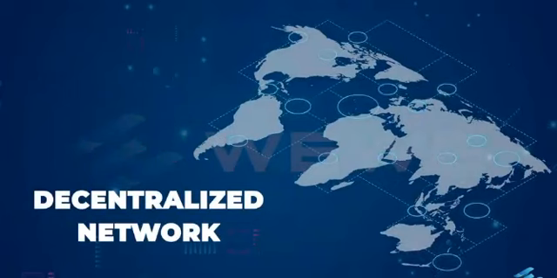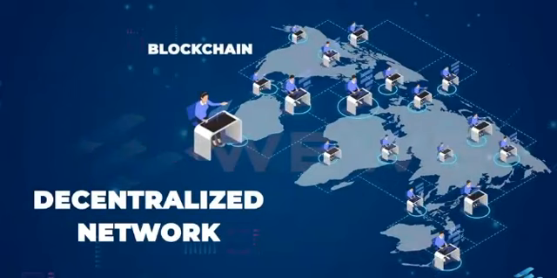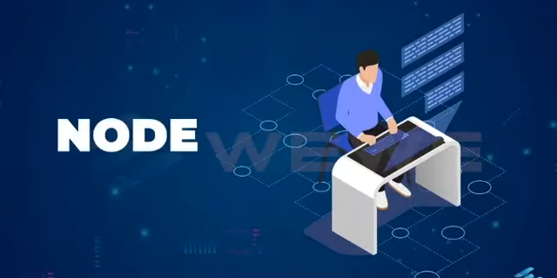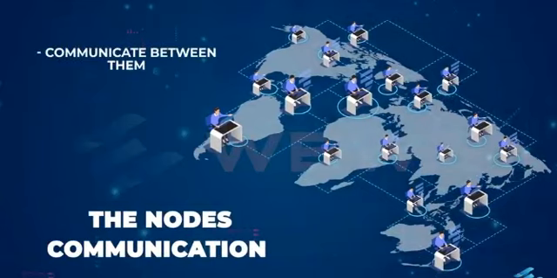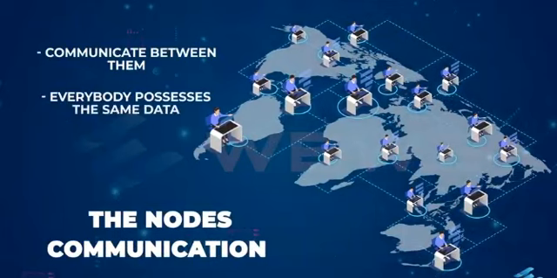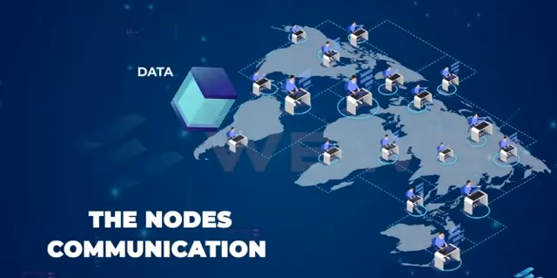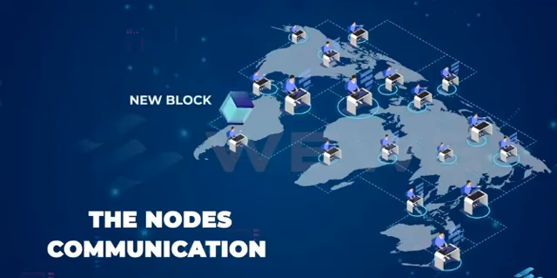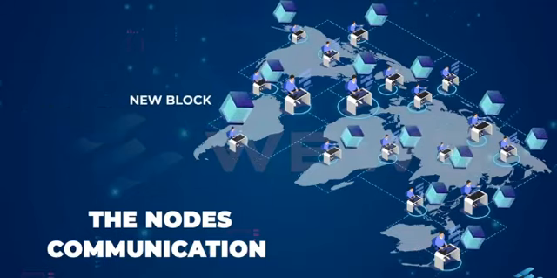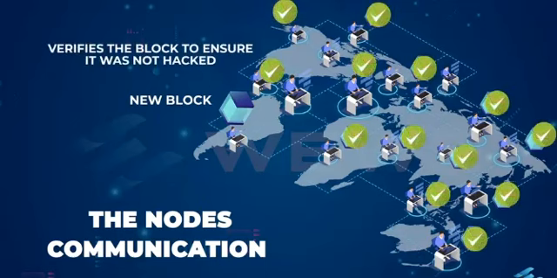In a decentralized network, like the blockchain, if the network node is down, nothing is lost. A node is the participant to the blockchain physically consisting of the participant server. The nodes communicate directly between them within the decentralized system, and everybody possesses the same data as everybody else. It is used by the node to verify everything is still in order. When somebody generates a new block, that is sent to everybody in the network. Each node, therefore, verifies the block to ensure it was not hacked.